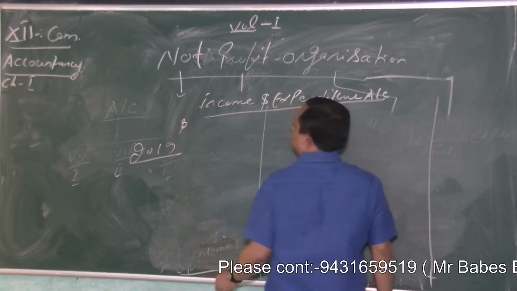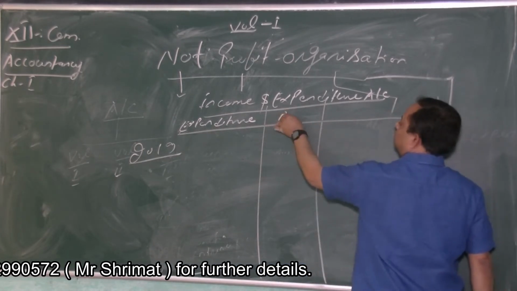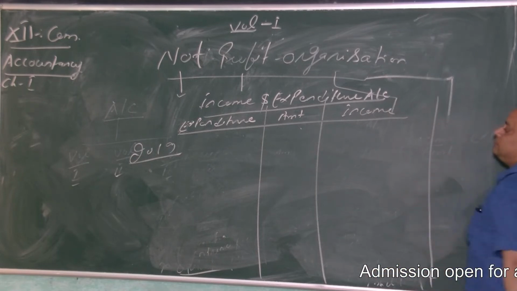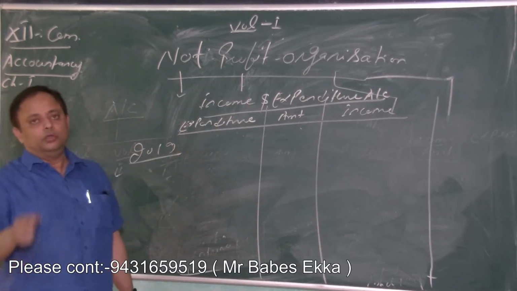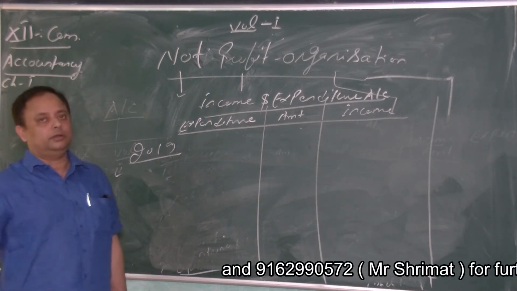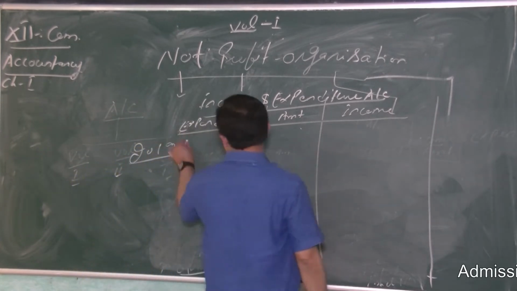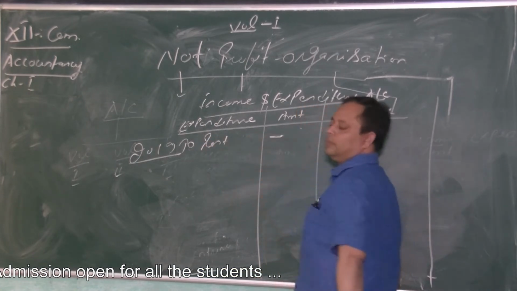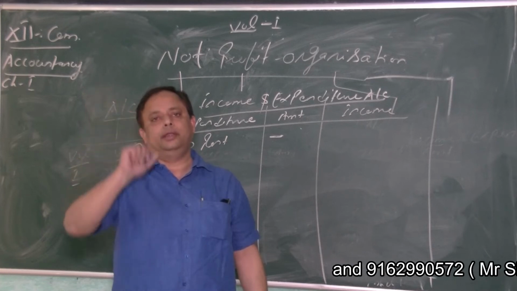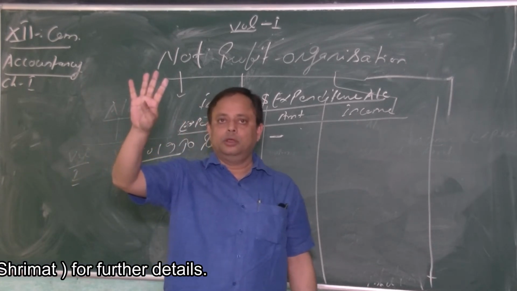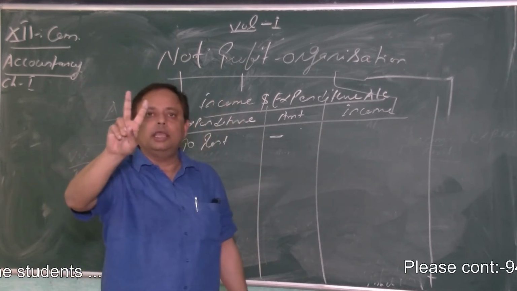The left hand side is called expenditure, amount, and the other side is income. In expenditure also, you record the current year's expenses, 2019 expenses, whether you paid or not paid, but recorded in the income and expenditure account. Suppose rent, that is your revenue payment. Suppose you have paid 10 months rent, and you have to record during the year, that is 12 months. You paid only 10 months. The 2 months is outstanding.